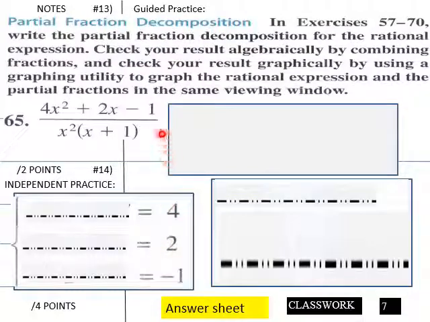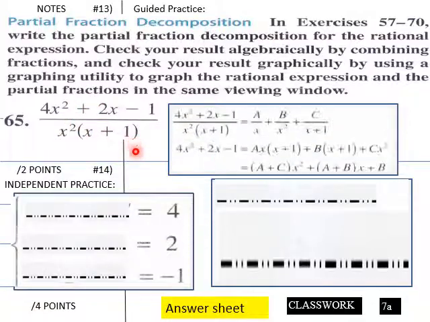Okay, so let's go into our guided practice here. On exercise 65 here, write the partial fraction decomposition for the rational expression. Check your result algebraically by combining fractions, and check your result graphically by using a graphing calculator to graph the rational expression and the partial fractions in the same viewing window.